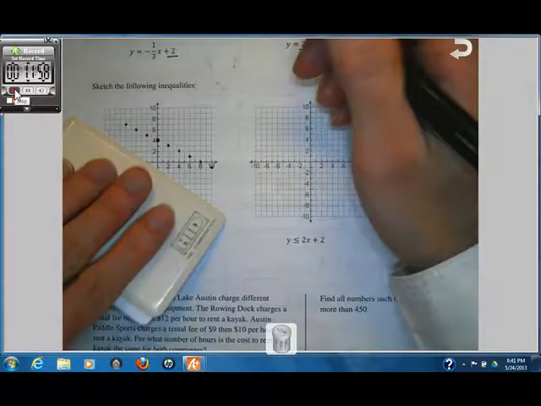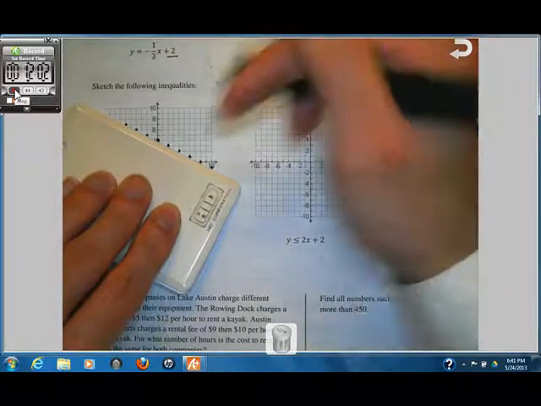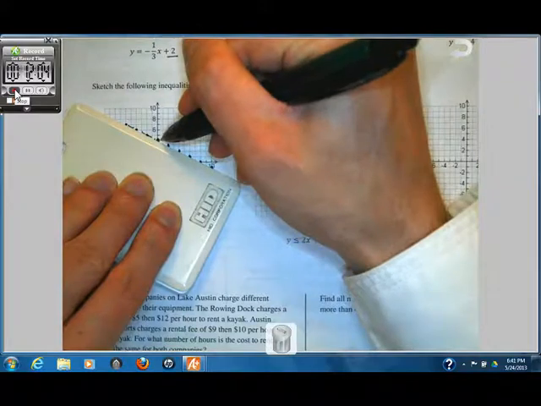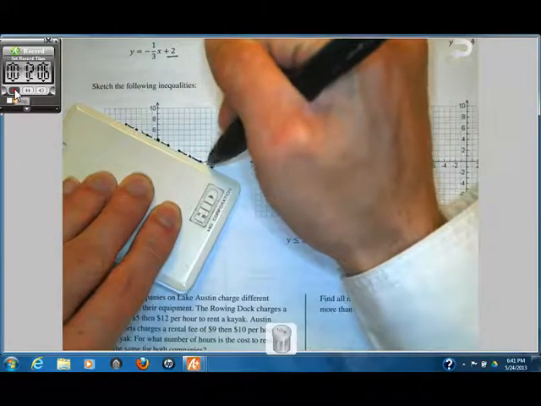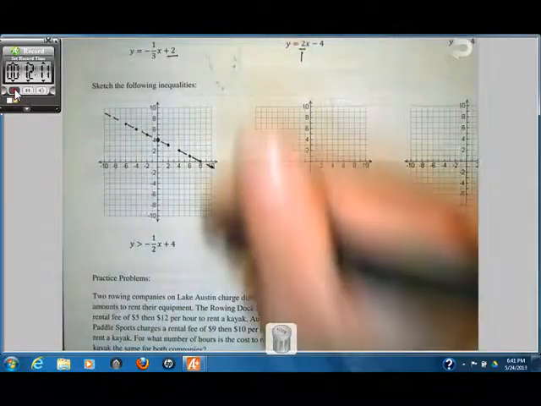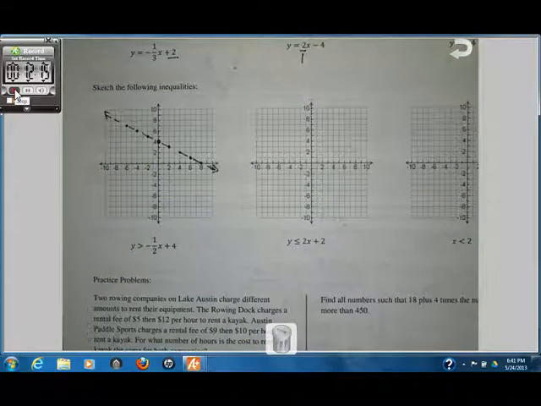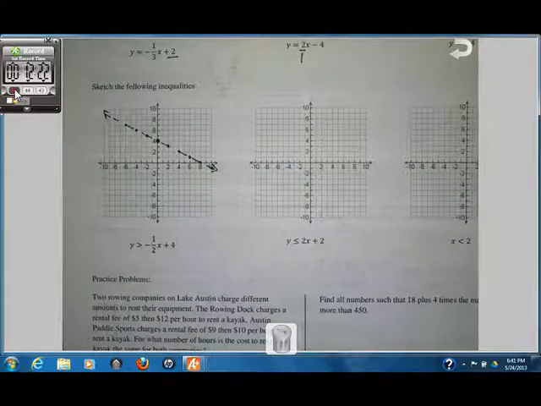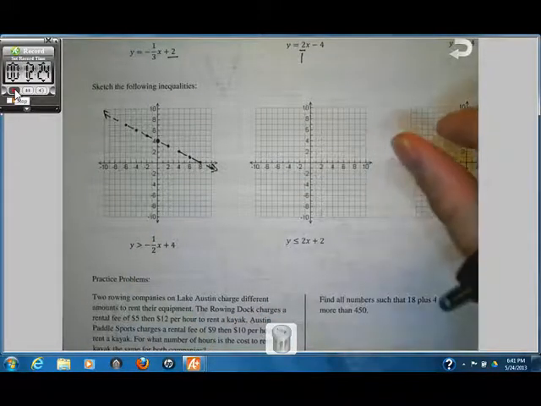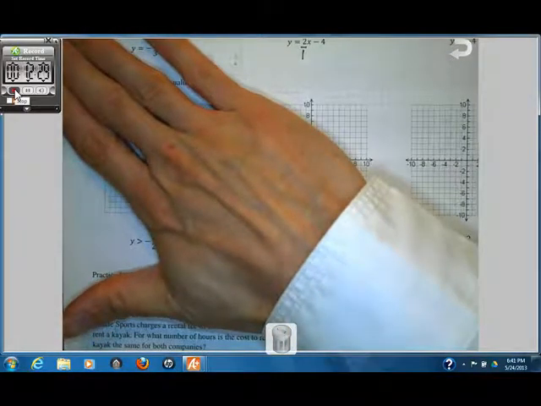Now, this is the part where you have to think. y is greater than. We know y is greater than because it looks like my right hand. See? This looks like the little inequality symbol, yes? Now, greater than, and you're talking about y. Since y is talking about up and down, and I'm talking about greater than, I shade above. Well, that was fun.